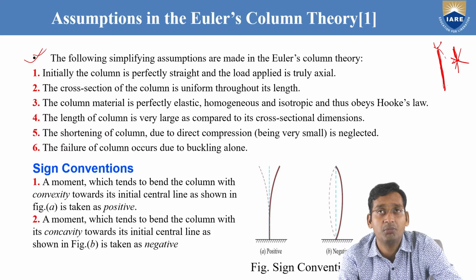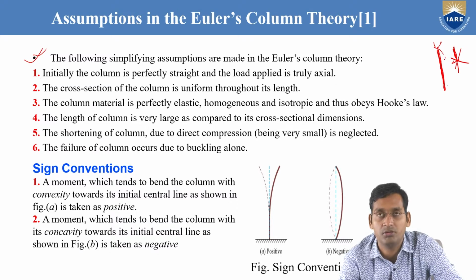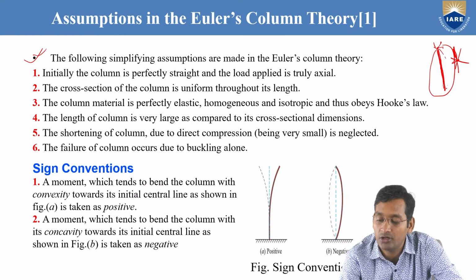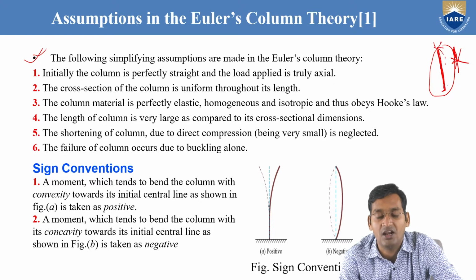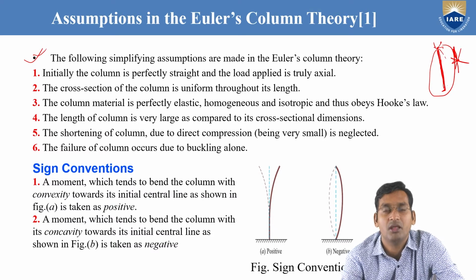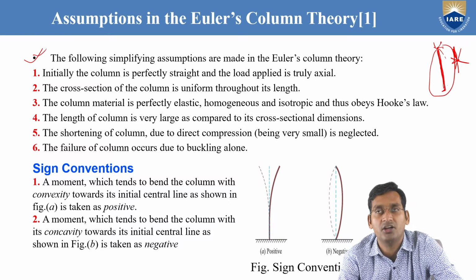Third one, the column material is perfectly elastic. So this material must be perfectly elastic, homogeneous and isotropic, and thus obey Hooke's law. Fourth, the length of the column is very large as compared to its cross-sectional dimension. So from here only one concept came, that is slenderness ratio. That slenderness ratio we will see later; it's the ratio of the length of the column to its cross-sectional dimension.